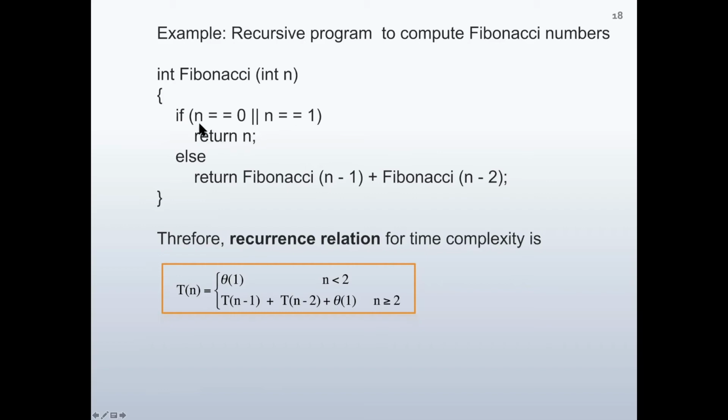So this part has a constant complexity. Because of that, we have theta 1 here. For the case n is greater than or equal to 2, the else part should be executed here. And there, the Fibonacci function is called with parameter n minus 1, and then it is again called with parameter value n minus 2.